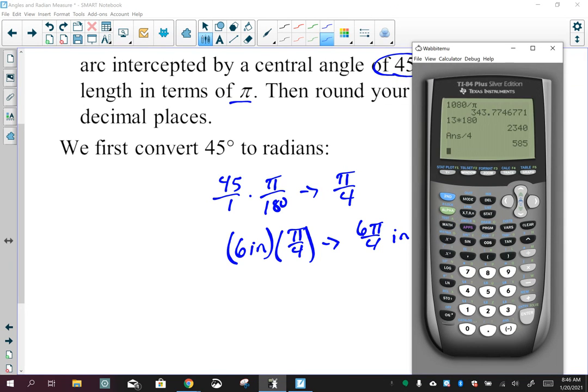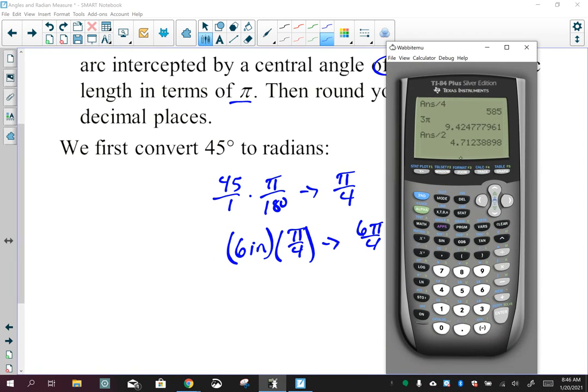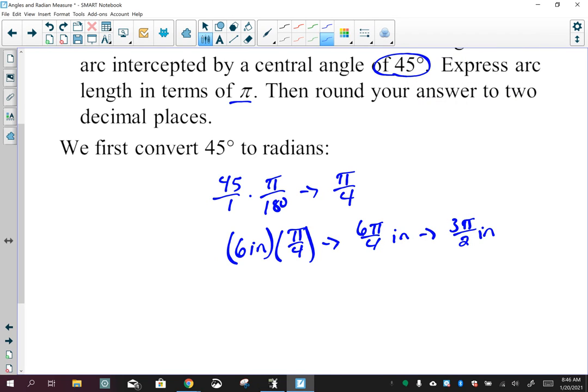Now I have to come over here and say, okay, well, what is 3 pi over 2? Well, there's 3 pi. Take that answer and divide it by 2. And I need to round it to 2 decimal places. So 4.71 is my answer in terms of decimal format. And make sure you put your units there that's attached with it.